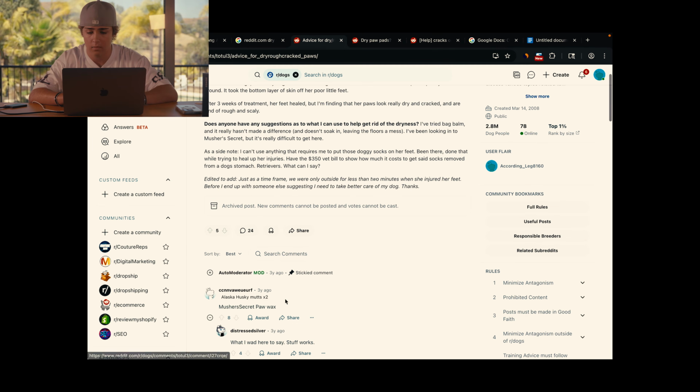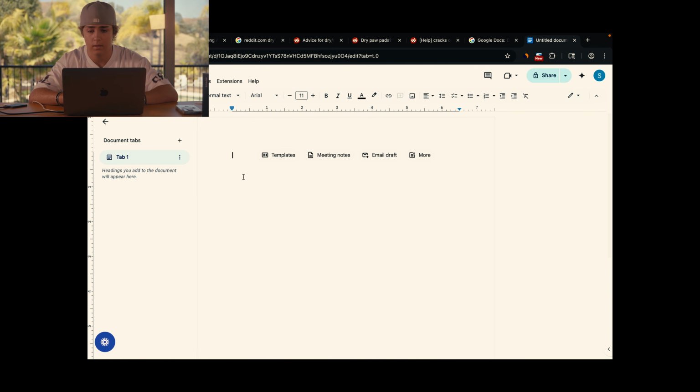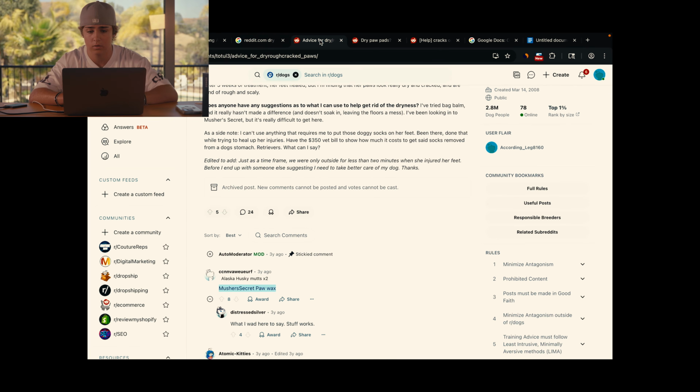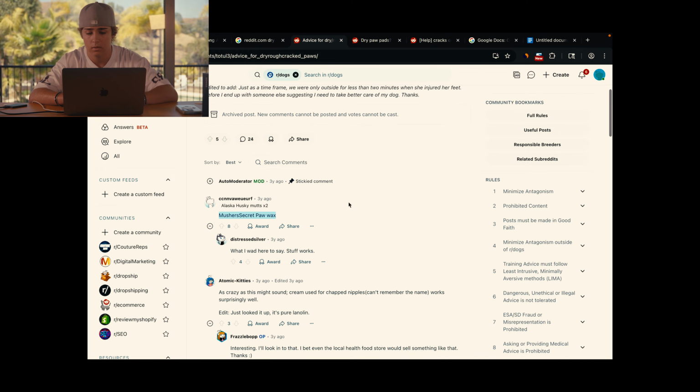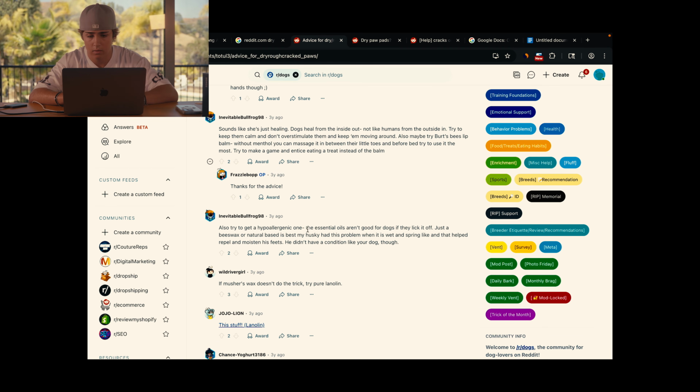So off the bat, right here, Musher's Secret Paw Wax. For example, I would copy and paste in here, and we can use that to do research on our competition. Keep scrolling, see what they talk about. Right here, the essential oils aren't good for dogs if they lick it off. Copy and paste that in.